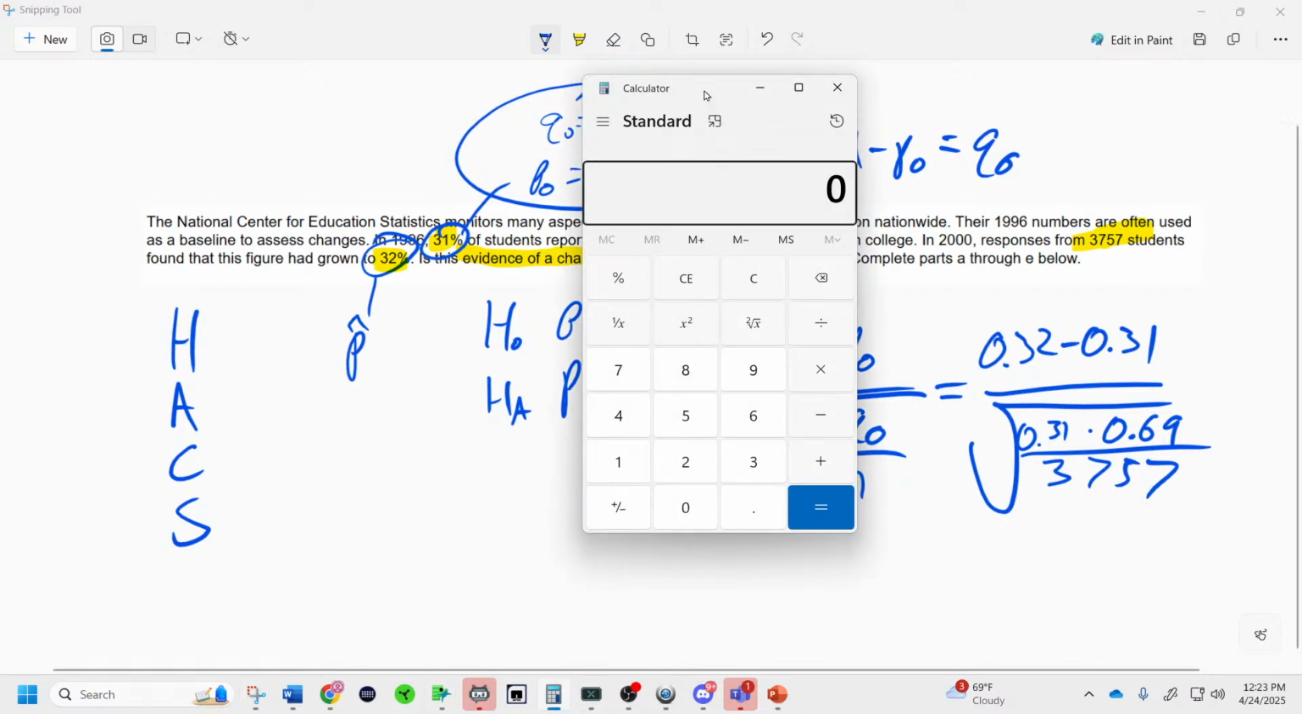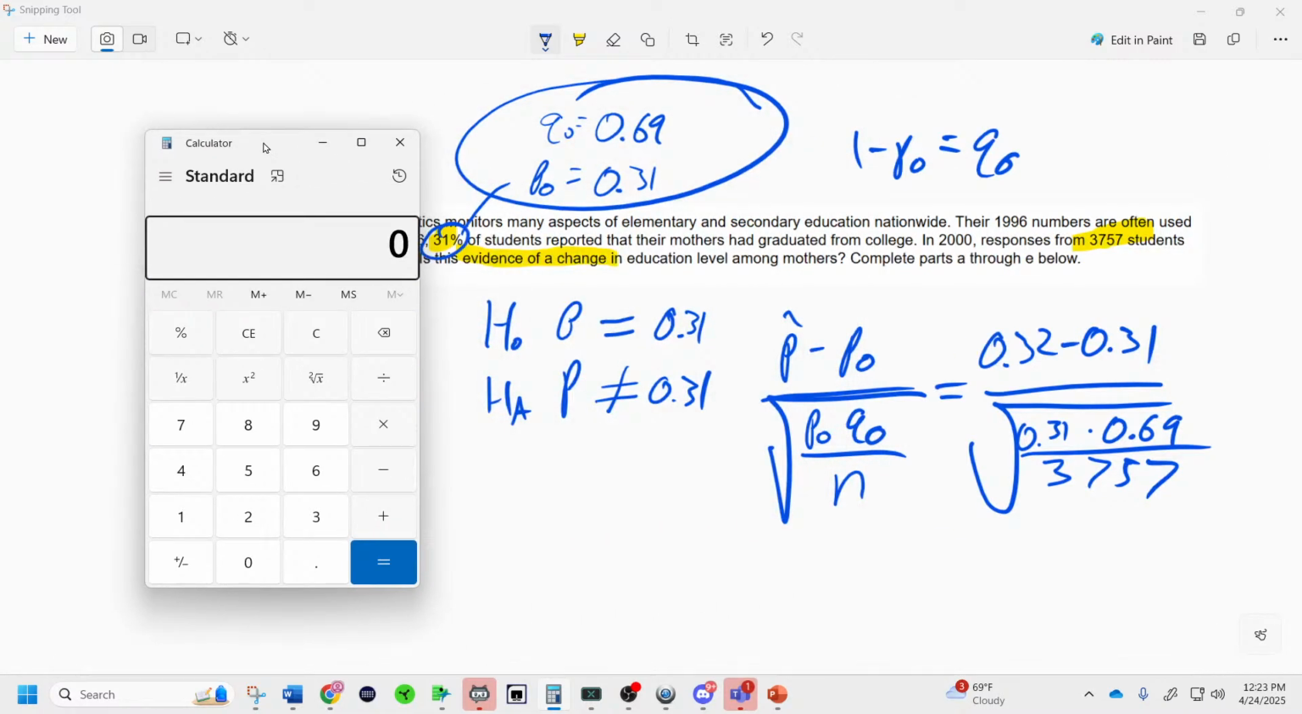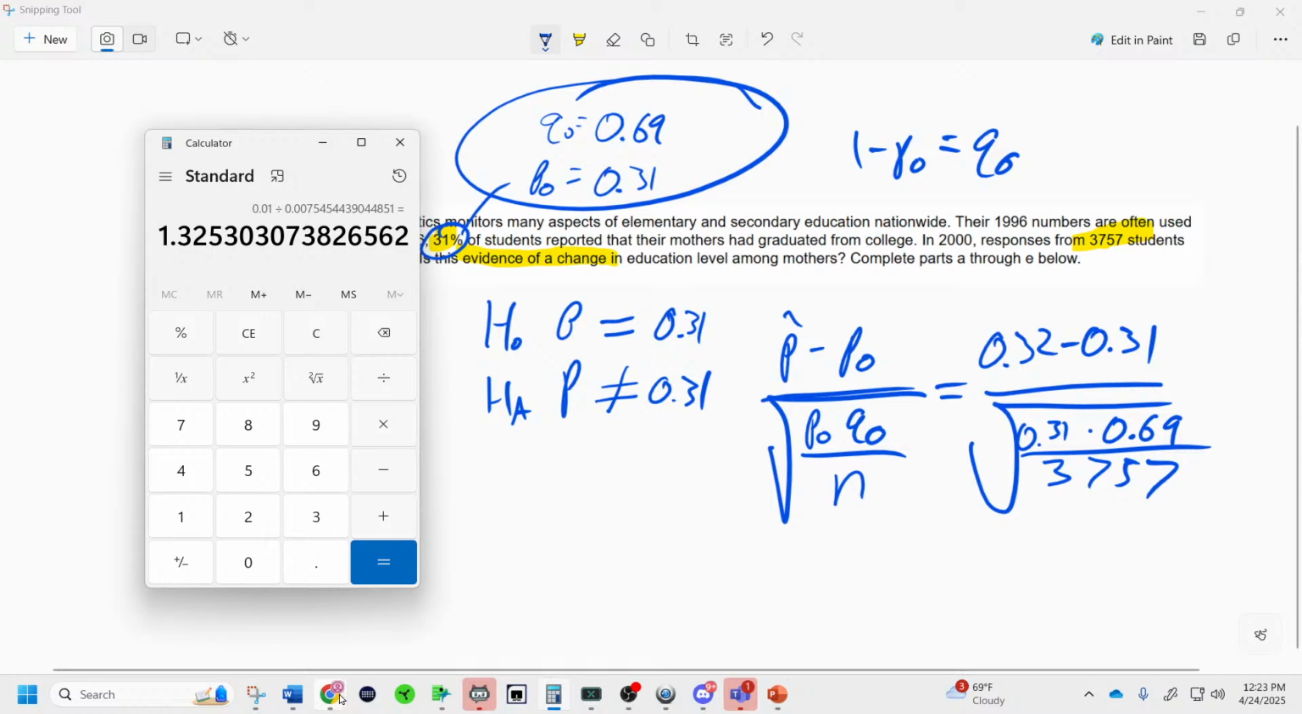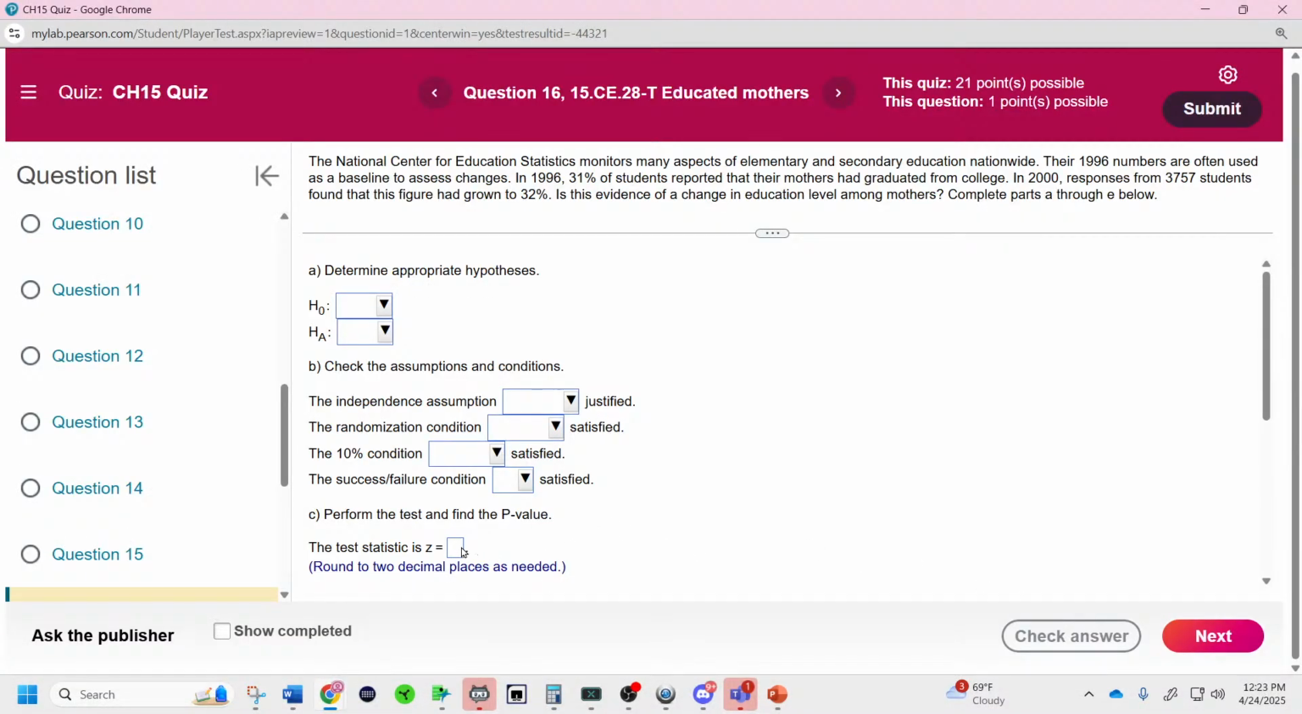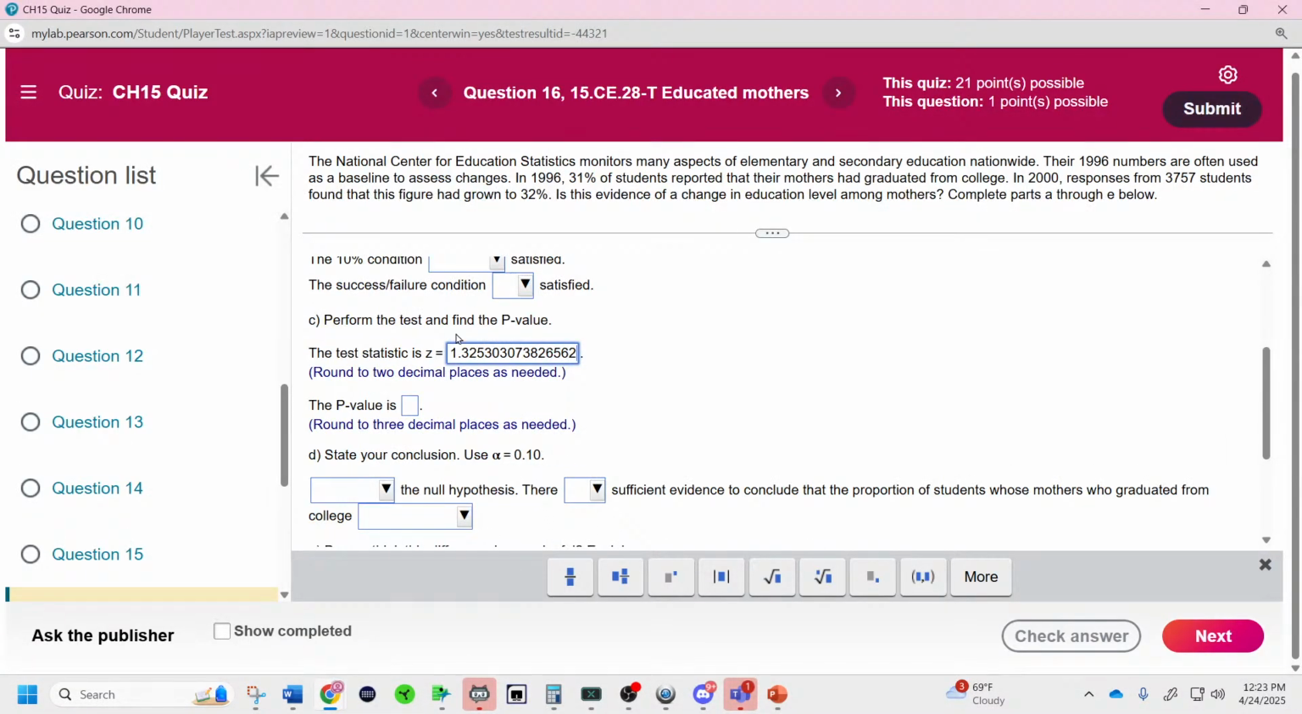And so let's jump in here. Let's get the z-score. It's going to be 0.31 times 0.69 divided by 3757, and then square root. And we get 0.32 minus 0.31, which is 0.01, divided by that. The z-score is 1.325.